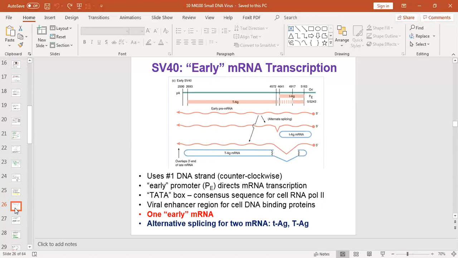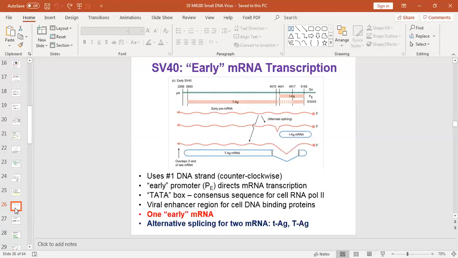Slide 26. After the viral genome is released into the host cell nucleus, we have early gene expression and late gene expression. Remember, I said that the virus is double-stranded DNA. So for early mRNA transcription, the virus uses the first strand counterclockwise. Since it's circular, it goes to the left, if you wish, not to the right, counterclockwise. For early mRNA transcription, we use the early promoter, or PE.